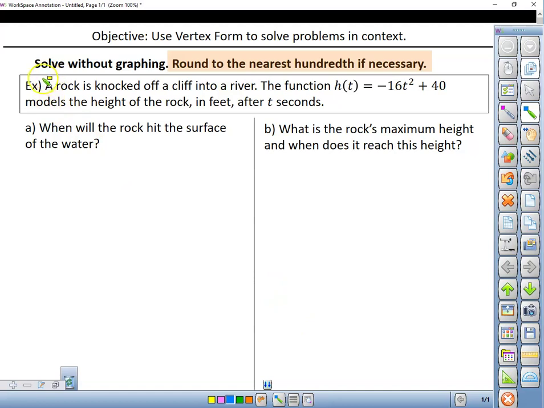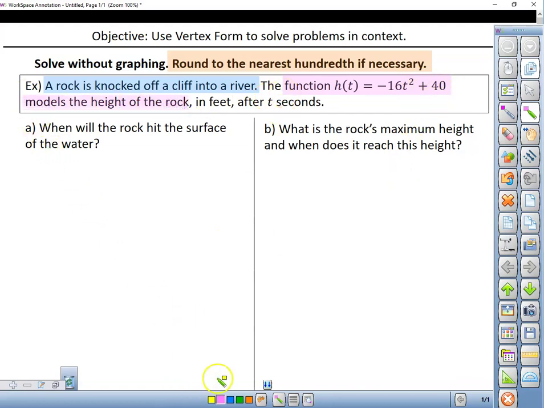So here we're looking at a situation we've seen before, or similar ones before. A rock is knocked off a cliff into a river. So when motion like that happens, it's modeled with a quadratic function, and here's our vertex form of our function. This is our a, this is our x minus h quantity squared, this is our plus k, and it models the height of the rock.